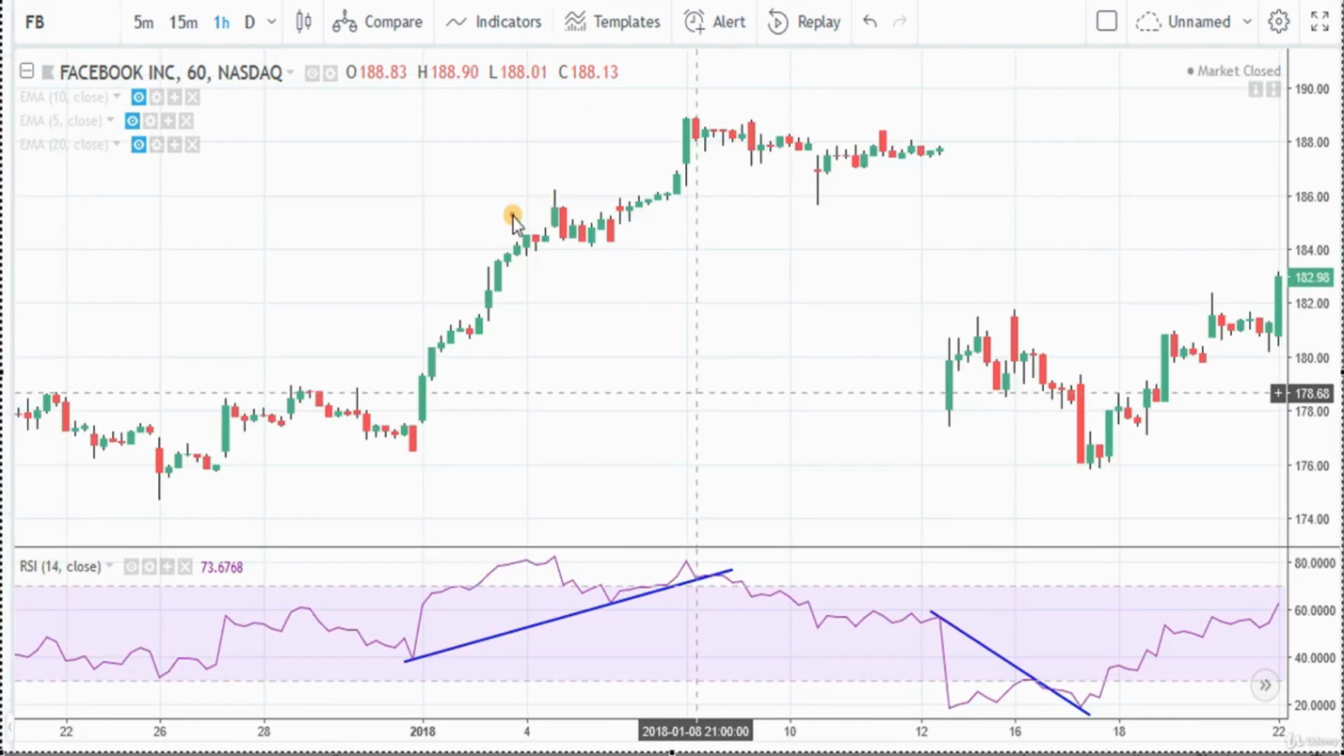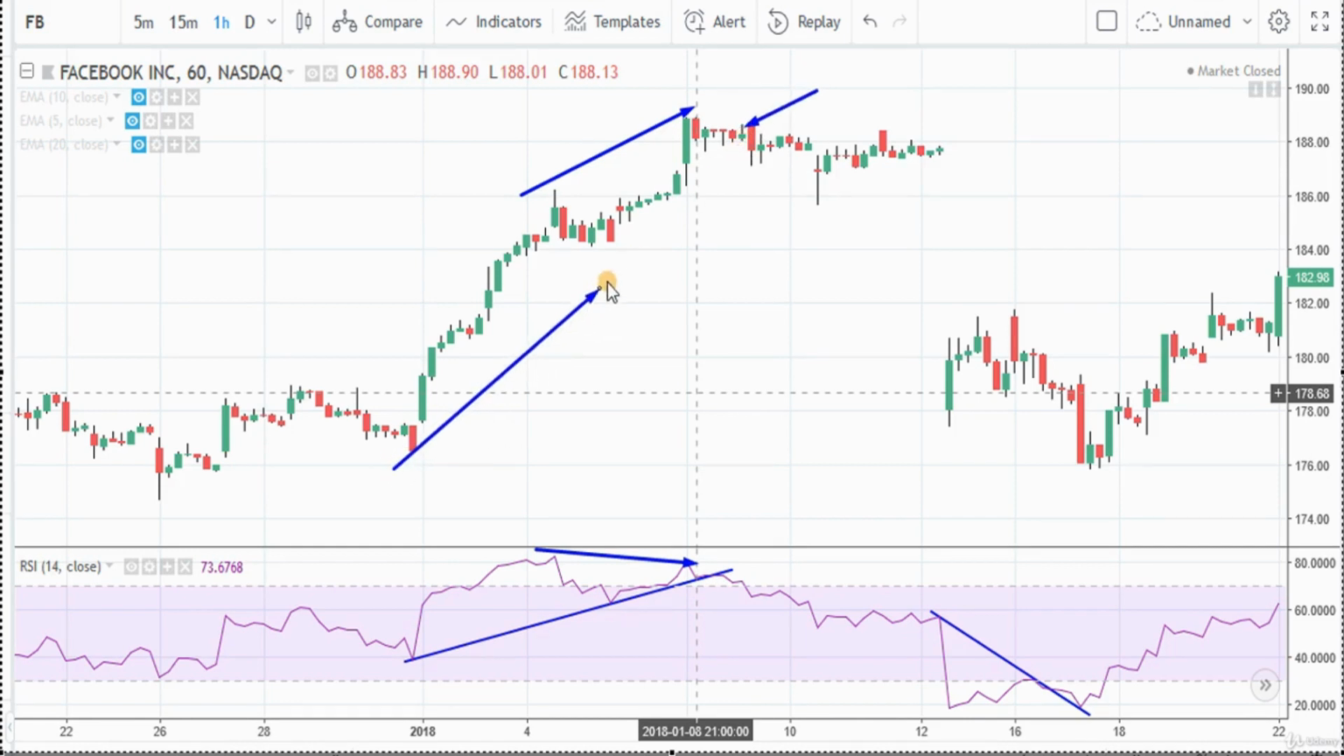Again, here we are getting a negative divergence because prices are going in upward direction and RSI is going downwards. So it is a negative divergence. We will draw a trend line on the troughs of RSI. This is the trend line and RSI is breaking down this trend line at this point. So this point is our entry point for our short sell trade. So we can make our short sell position here.